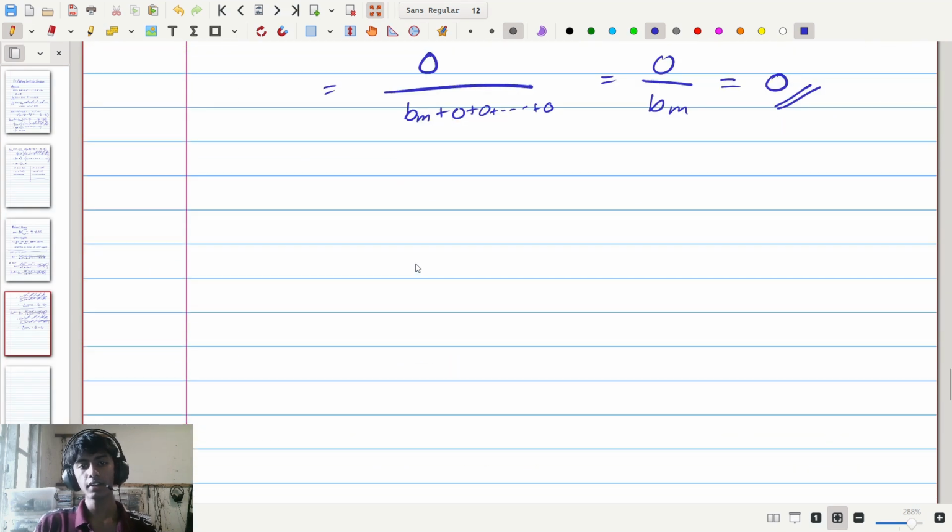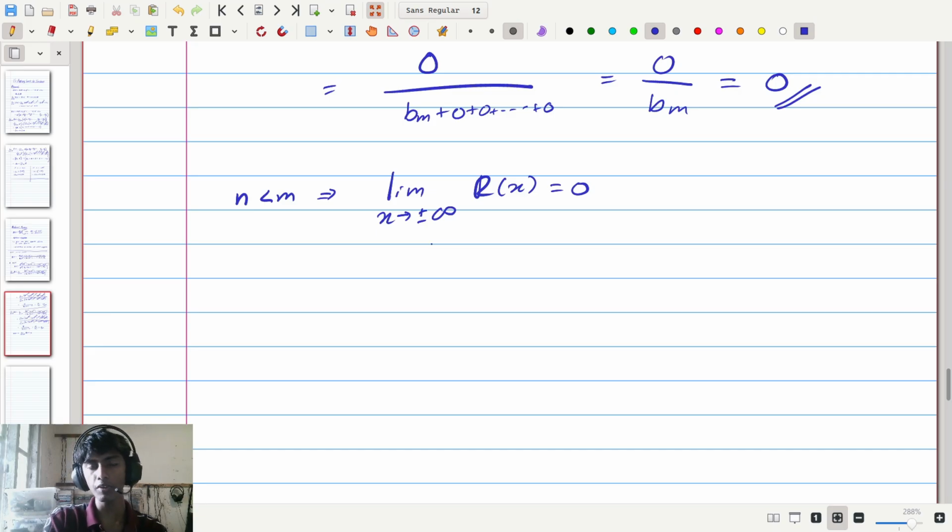Meaning that given that n is less than m, meaning that the numerator in our rational function has lower order than the denominator, the limit as x approaches either positive or negative infinity of r of x is going to be 0. No matter what we do, approaching positive infinity or negative infinity, if the numerator has lower order than the denominator, then as we send x to infinity, r of x is going to approach 0. So that's what we mean here.